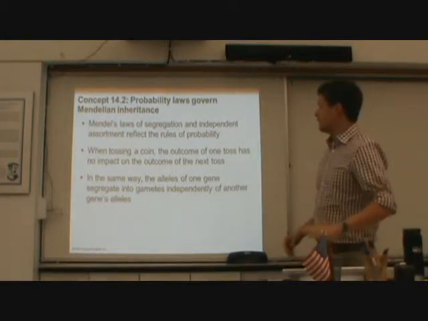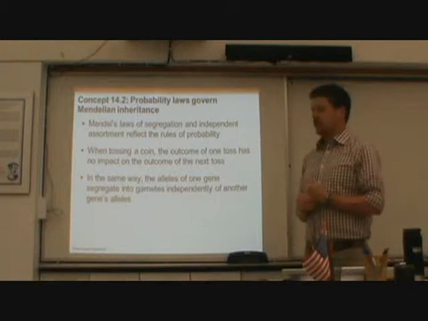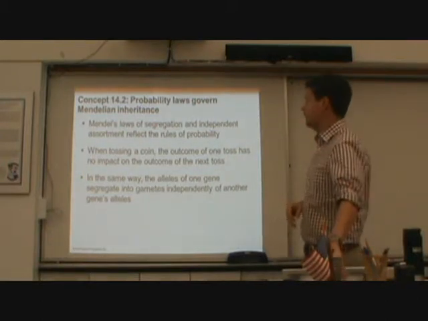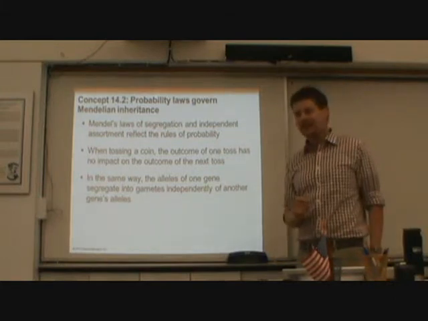All right, so probability laws. These probability laws are part of what govern Mendelian inheritance.